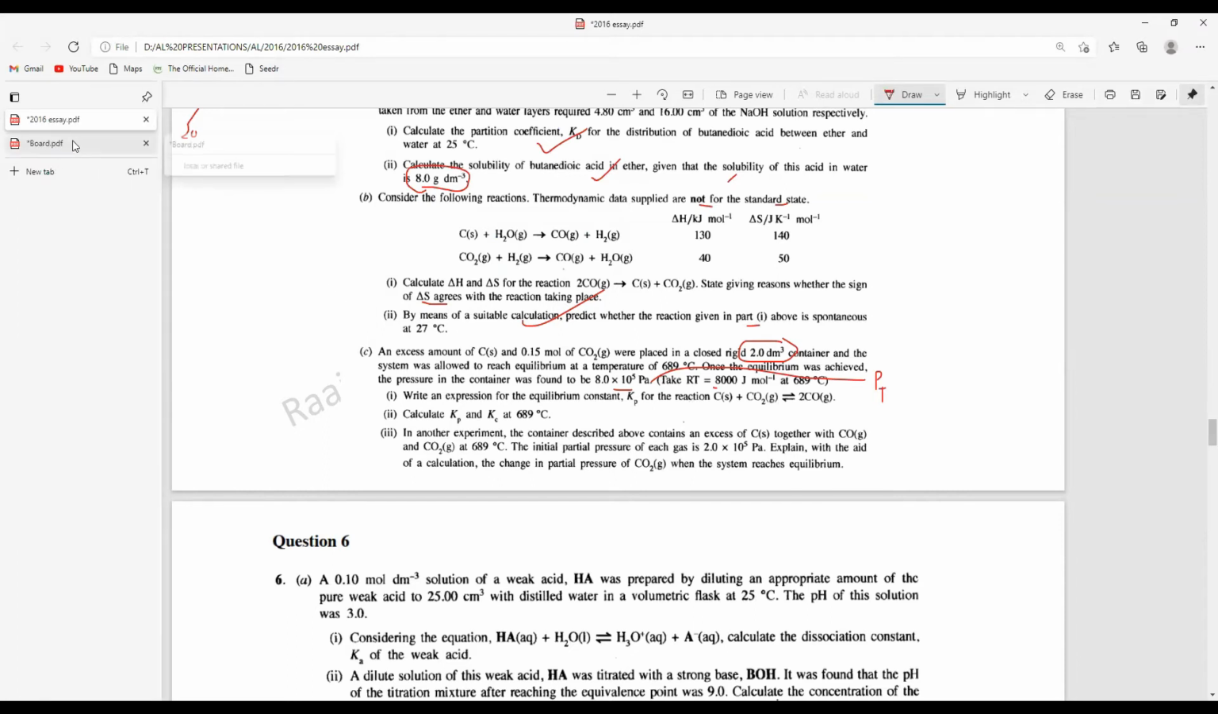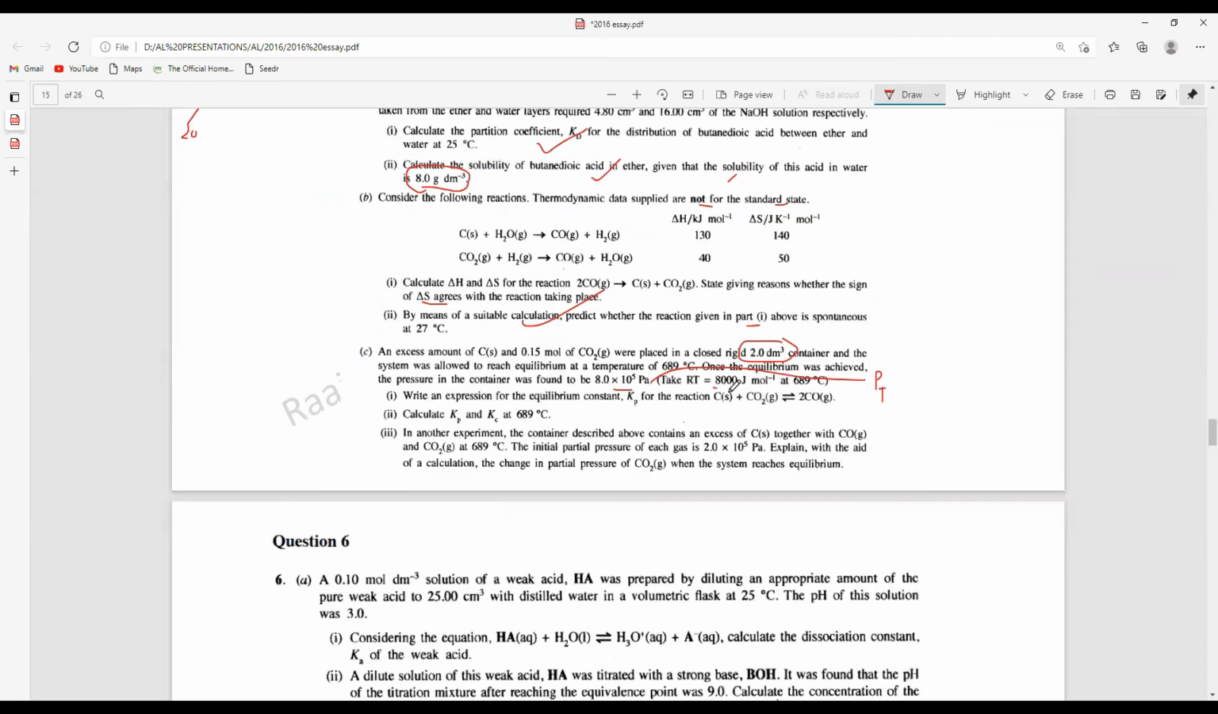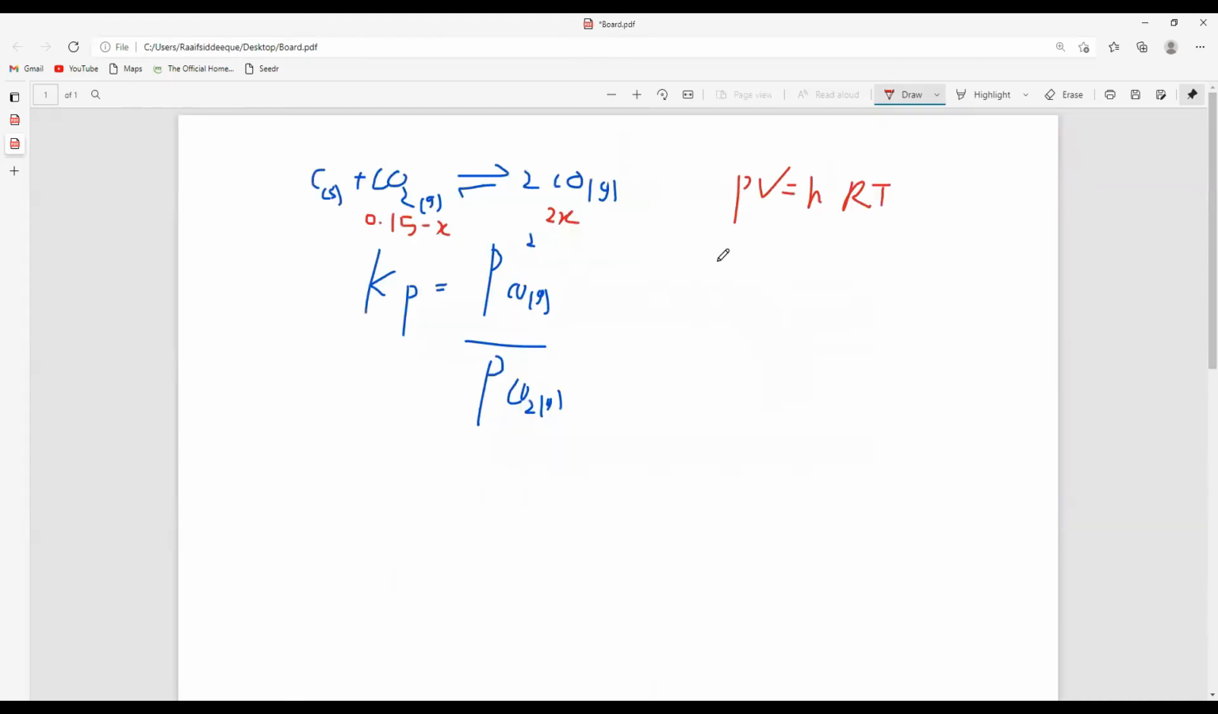So according to this information that they have given, initially they have used 0.15 moles of CO2, right? So this is in excess. So at equilibrium, this could be 0.15 minus x, and this could be 2x that is formed. So if you use the PV equals nRT equation here, pressure is known, which is our total pressure given in the question. That is 8 × 10^5 Pascal.